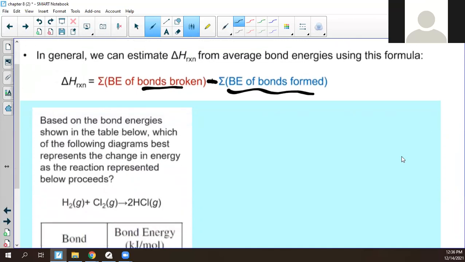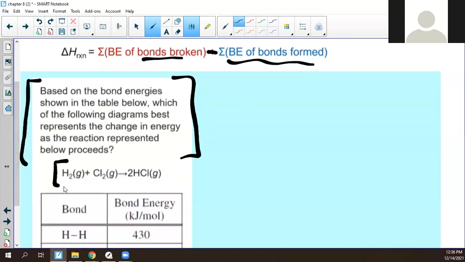All right, here we go. Based on the bond energy shown in the table below, which of the following diagrams best represents the change in energy as the reaction proceeds? It will give you a reaction. The first thing you have to do is balance it, and this one is already balanced. The second thing you need to do is draw the Lewis structure. So it has H2. I'm going to draw this right over here. I have H bonded to an H.